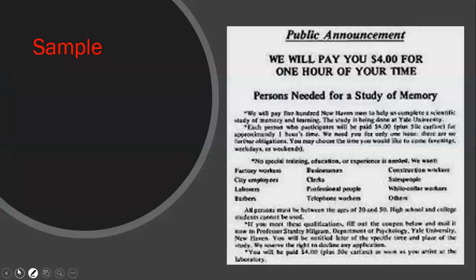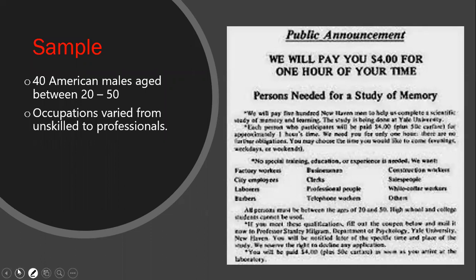So let's look at the sample that he had. Actually, I know it's not the best copy, but that is a copy of the actual advert that he put in newspapers. So he got a sample of American males aged between 20 and 50, so he's got a nice age group there. Occupation varied from unskilled to professionals. Now, Milgram didn't want to use the normal type of sample, which is university students. He wanted to use everyday American men.